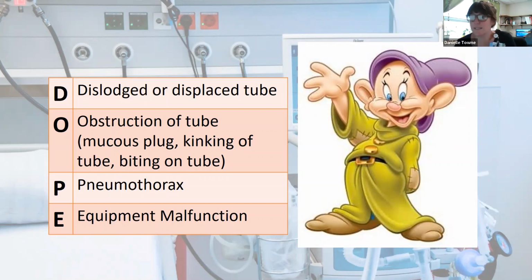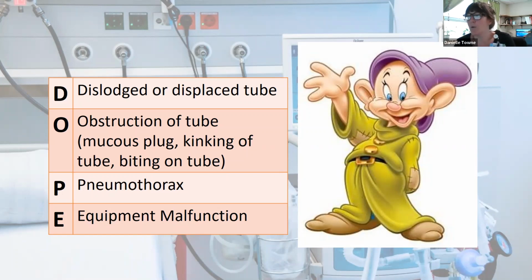Check your ET tube. See if it's still at the same depth. Is it in the same place? Could it have moved? Could it have dislodged? Could it have gone right main stem or left main stem, or gotten pulled out and now is esophageal? So check out that tube. And that's why it's so important to always know where your tube is secured.